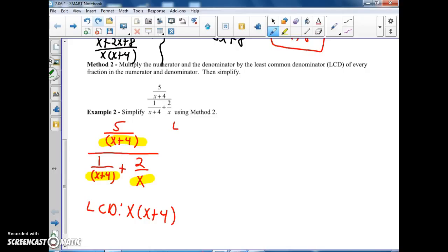Okay, now what you're going to do next is this. You're going to take this LCD and multiply the LCD by the first fraction, by the second fraction on the bottom, by the third fraction on the bottom. You're going to multiply it by all three of those fractions. So here it is there, right? Okay. And then there's that one down there, right? So you're going to multiply this LCD by this first fraction, the second fraction, and the third fraction.